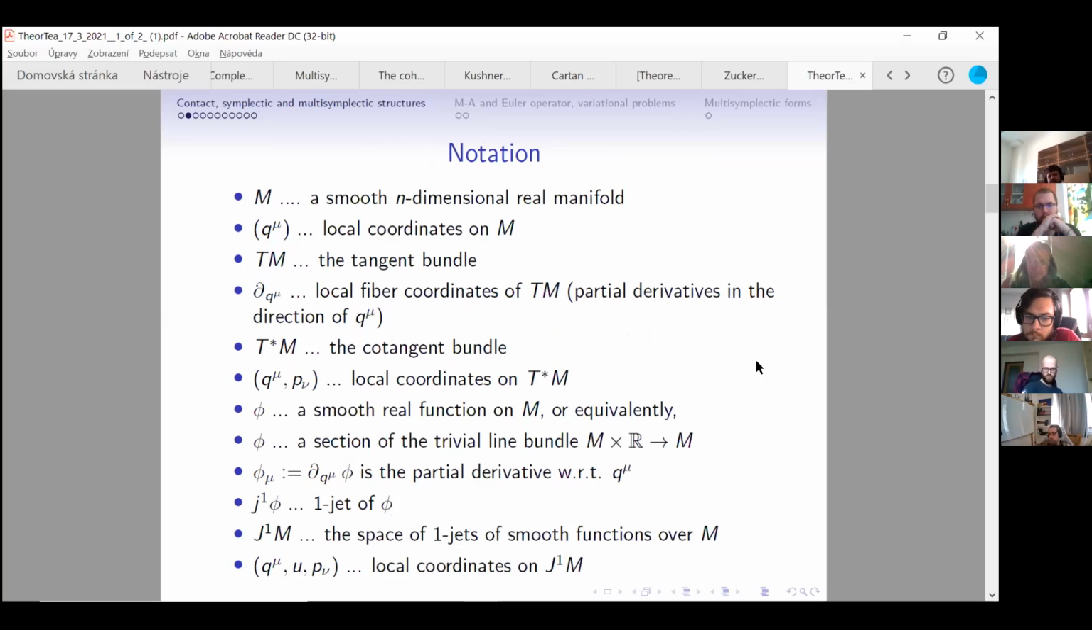The local coordinates on J1 would be denoted Q mu, U, P nu i. So Q mu stands for base coordinates. U stands for coordinates related to the function phi, the real scalar field. And P nu i stands for derivatives of phi. So those are the coordinates on J1 that we'll be using.